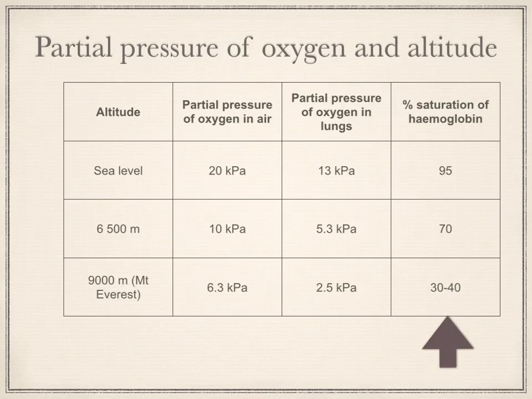Here's a table to demonstrate that the higher you go, the partial pressure of oxygen decreases in both the air and the lungs. What you need to look at is the percentage of saturation of the hemoglobin. So notice how the saturation of hemoglobin has gone from 95% at sea level all the way down to 30 to 40% on the top of Mount Everest.